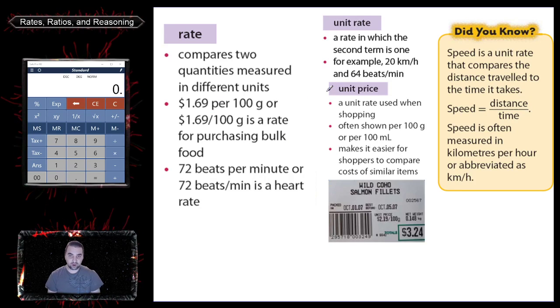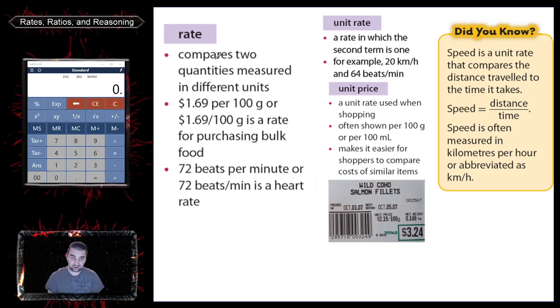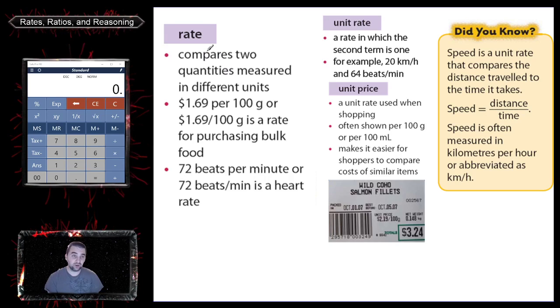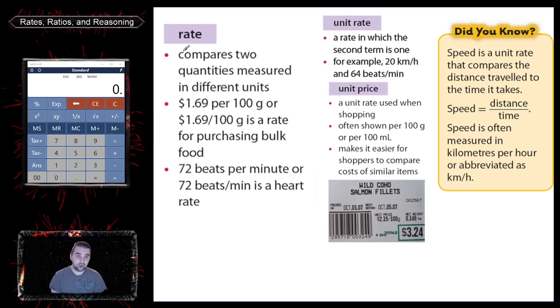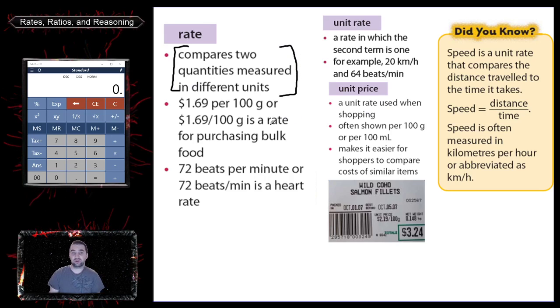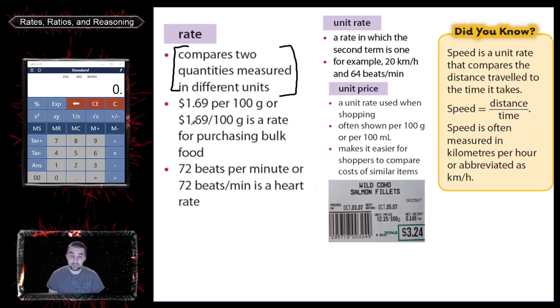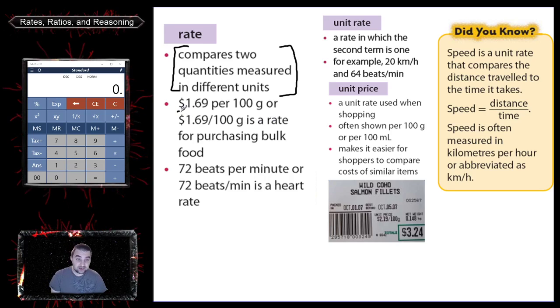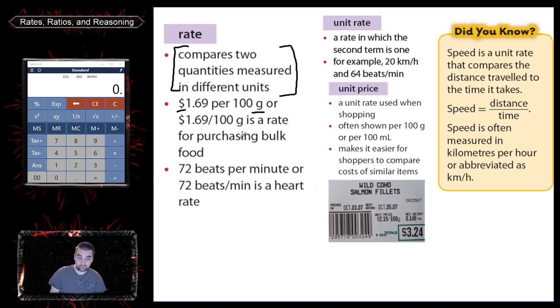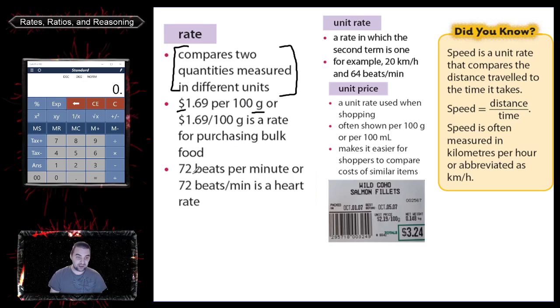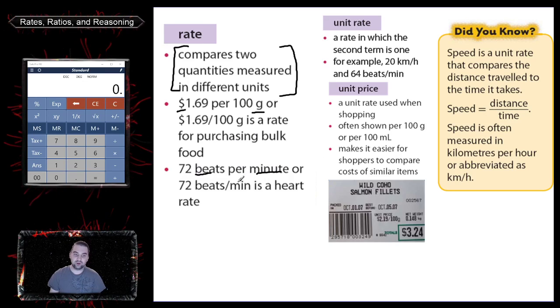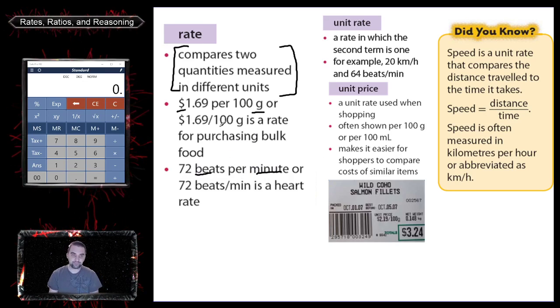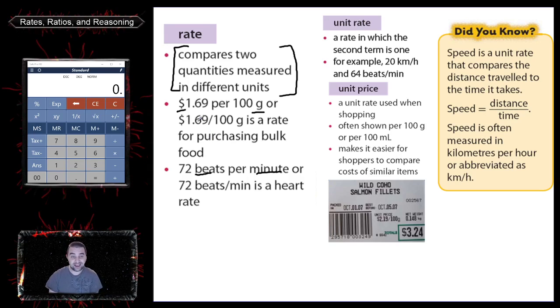The first part of your packet there on page 19 should have a table that you fill out and you write definitions. So rate, the definition is right here. It compares two quantities measured in different units. What that means is something like you have dollars per grams, or you might have beats per minute. Whenever you hear per, you know that per is division, so you're comparing two different kinds of quantities.